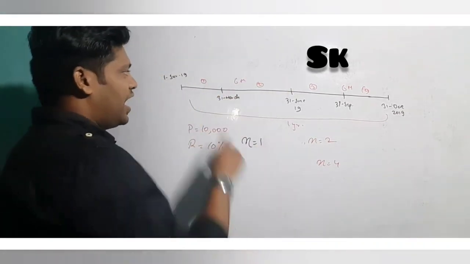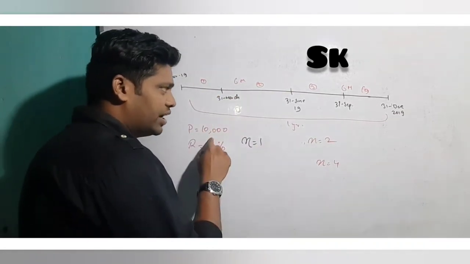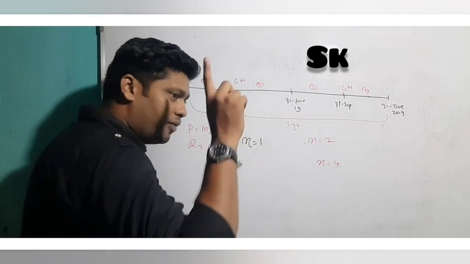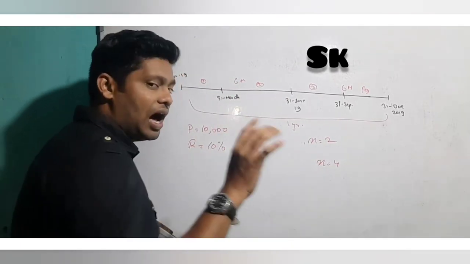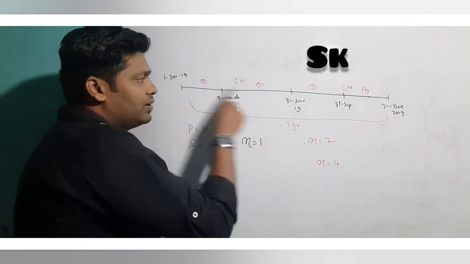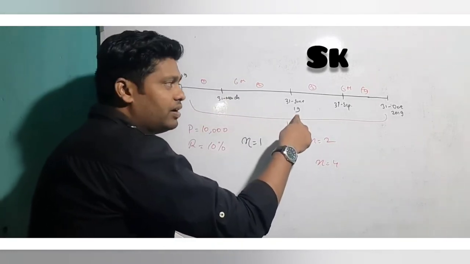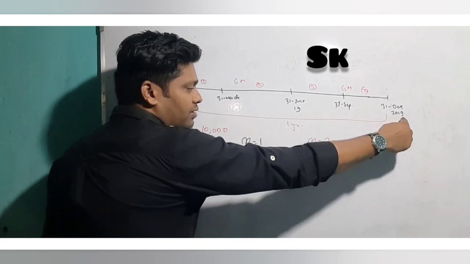In case again I have taken the principal of 10,000 for 1 year, when I have to pay the interest to him half yearly, means when I have to pay after this one, again I have to pay when? So how many times do I have to pay?